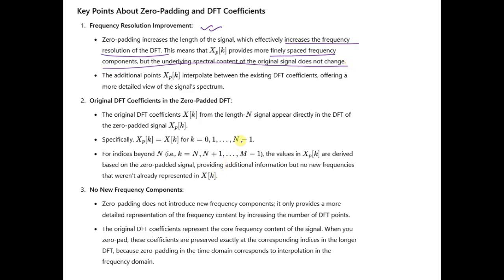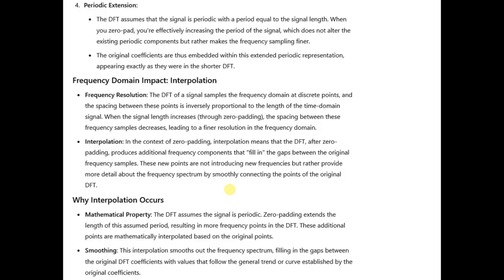Okay, then original DFT coefficients in the zero padded DFT, I already showed you, but it is just the explanation which has been given. No new frequency components. I already told you. Additionally, no frequency components will be added. Those frequency components are already there, whatever is there in the signal, that will only be presented. Okay. So, periodic extension: the DFT assumes that the signal is periodic with a period equal to the signal length. When you zero pad, you are effectively increasing the period of the signal, which does not alter the existing periodic components, but rather makes the frequency sampling finer.